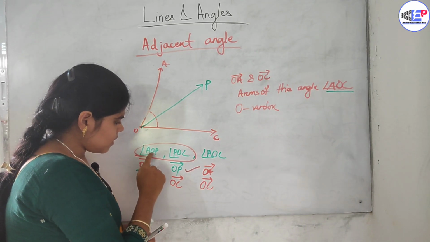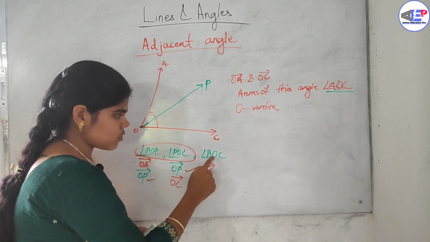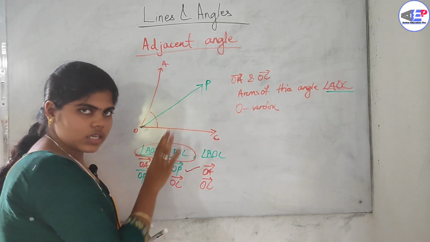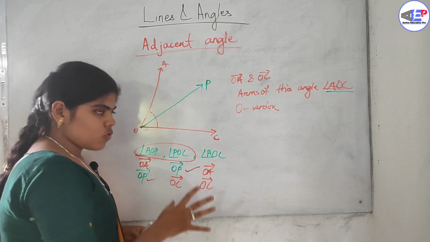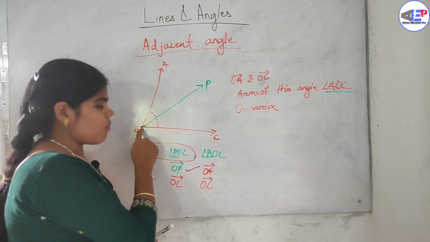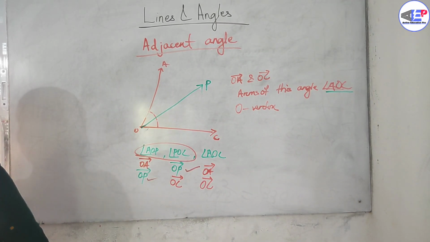Look here, in the names of these three angles, O is at the middle position, so O is the vertex, the common point of these three rays. So to be a pair of adjacent angles, the first condition is a common vertex and a common arm. So the first point is: common vertex, common arm.